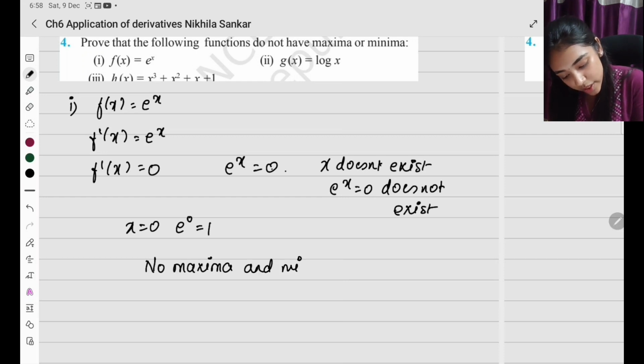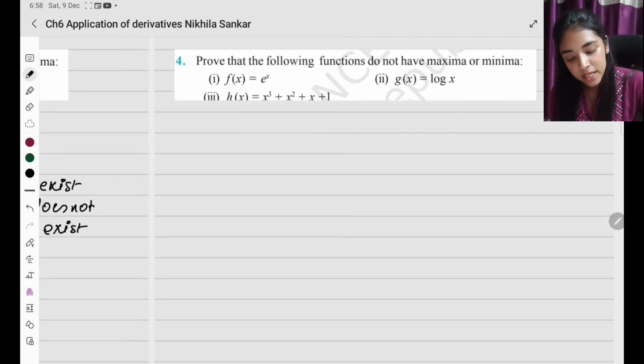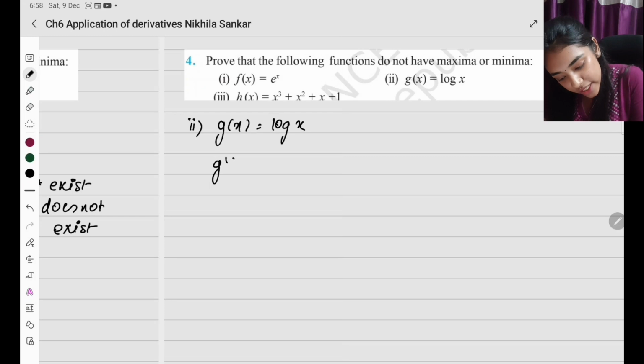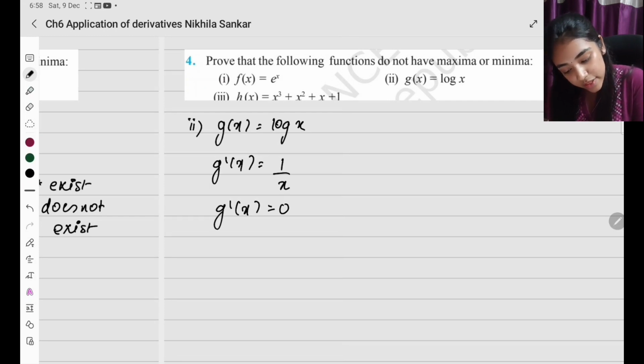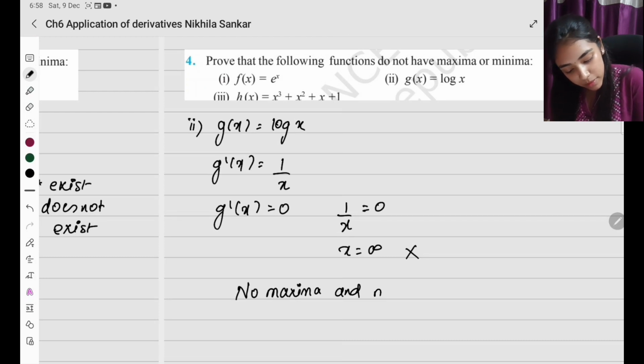Okay, so this is how you write your answer. It does not exist, because e to the x equals 0 does not exist. It cannot be obtained at all. Okay. Similarly, second subsection, I have g of x equals log x. g dash of x is going to be 1 by x. So when I equate the first derivative to 0, I have 1 by x equals 0. What does that mean? x equals infinity. But such a value cannot exist. Okay? So similarly, no maxima and minima.